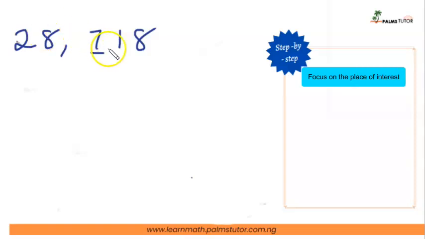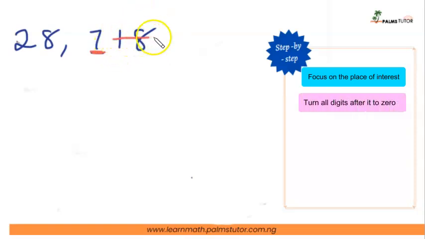So tip number 1, what should you do? Look at that place. This is where our attention is. Every digit after it turns 0. So get it off, it turns to 0. Not throw it away, it turns to 0.